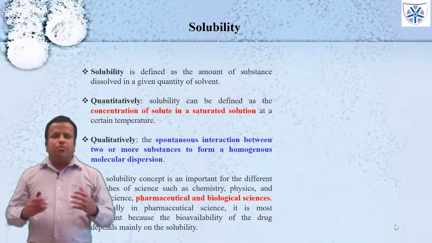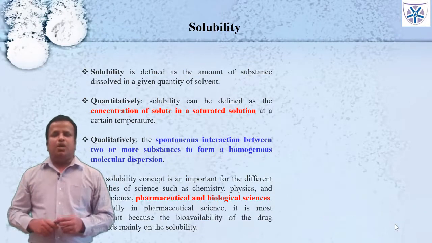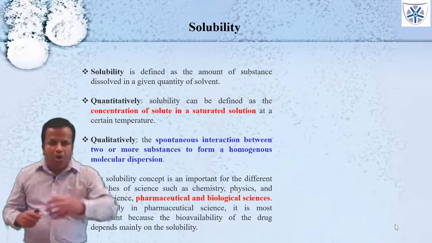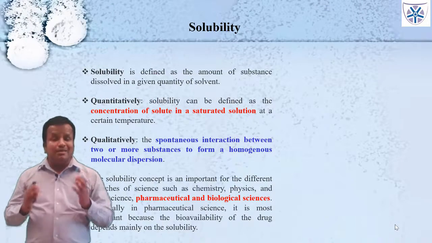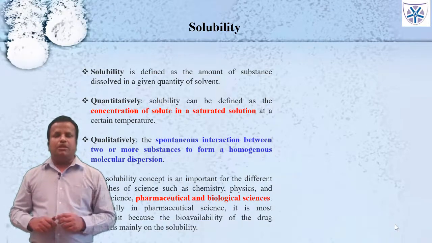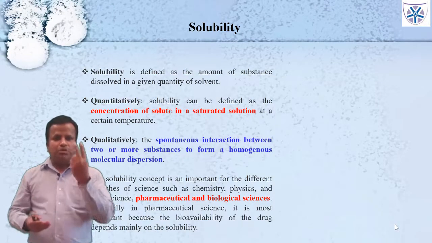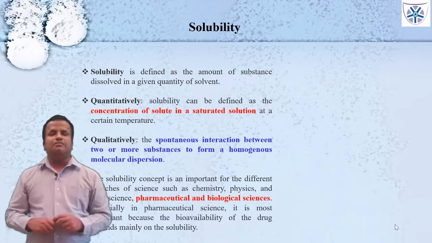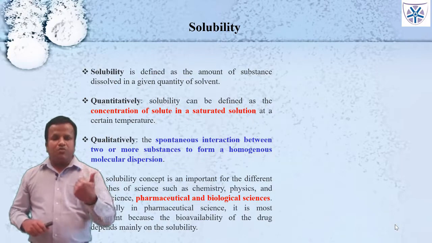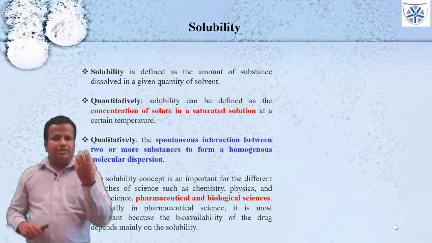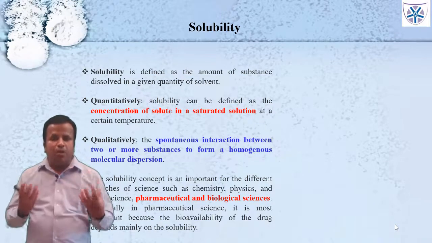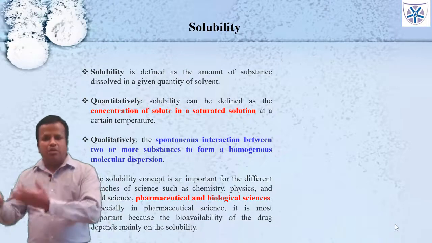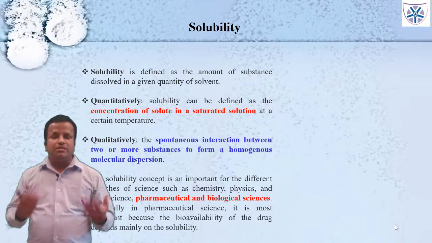So solubility, what are the definitions people are talking about? Solubility is defined as the amount of substance dissolved in a given quantity of solvent, right? That is the solubility definition. We can define solubility in two different ways: quantitatively, and also qualitatively. If we go for the quantitative statement, it is talking about quantity, how much amount of solid, that means salt or a given compound, is dissolved in the given solvent. That is called the quantitative definition.